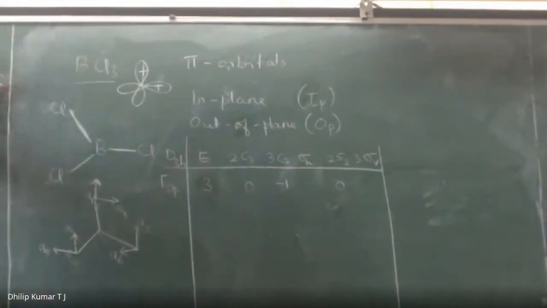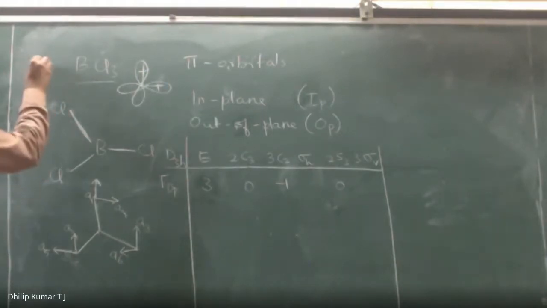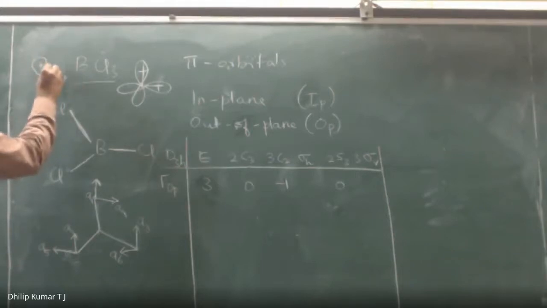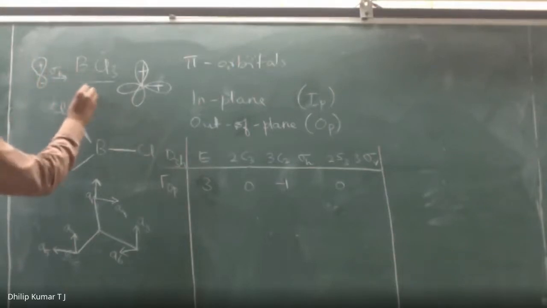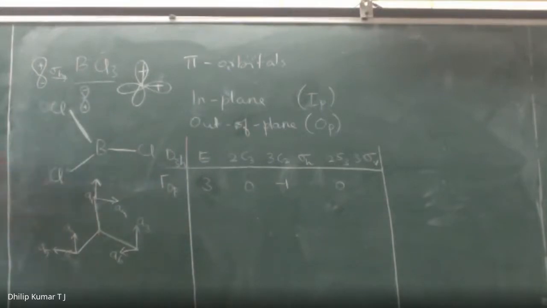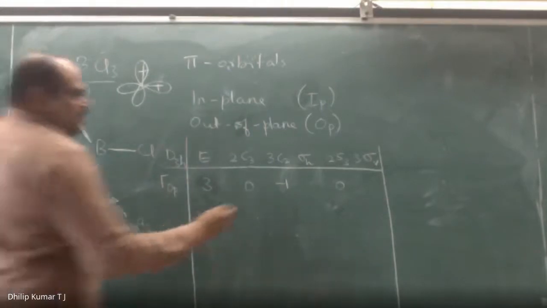And then sigma h is cutting the plane, cutting the molecule. All the atoms will be in the same place, but the pi lobe will be inverted. So if it is plus, after sigma h it will become minus. It just gets inverted. But all 3 are possible, so it becomes -3.